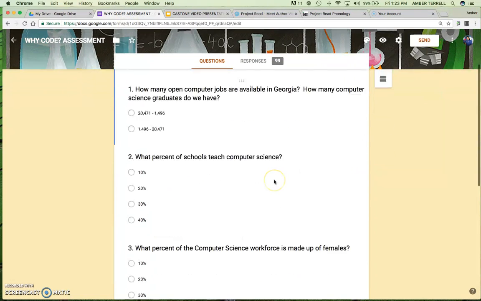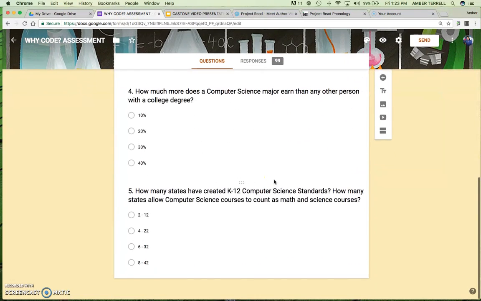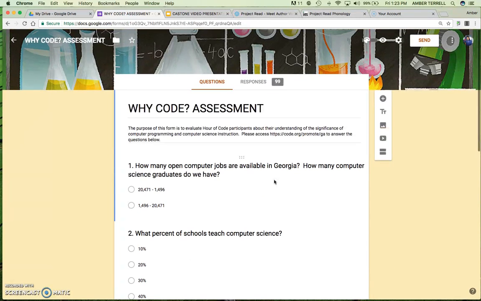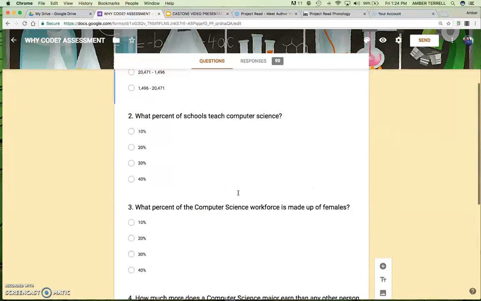So here's an assessment that we use because coding is a very important skill. It's going to be important in every industry in the future. So we actually had our students go to this website and they learned some information about coding and then took this assessment.